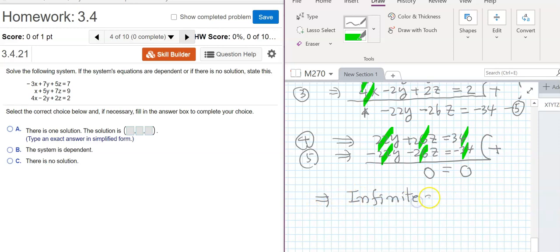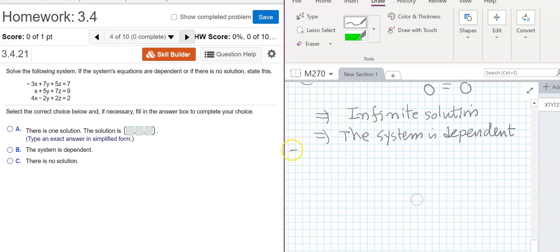Okay, infinite solutions. Remember I said infinite solution means what? The system is dependent. That's how we say it. All right, so that is number 4. Okay, that's number 5.